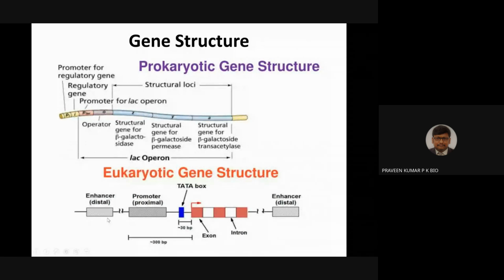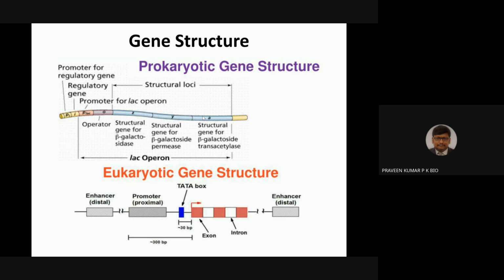In eukaryotic gene structure, we have more to study, which we can learn in molecular biology. We have Primrose and Twyman, a very thick book, nearly 700 to 800 pages. It has more details on this to study.